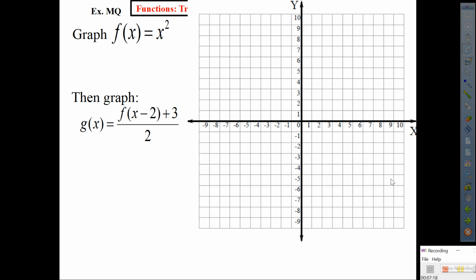So example mega Q's on the screen. And it reads graph f of x equals x squared, and then you're going to leave a space, and then you're going to write then graph g of x equals f of x minus 2 plus 3 over 2. I'll have you copy that first, and then we'll get started right away. Copy that and go. Execute.